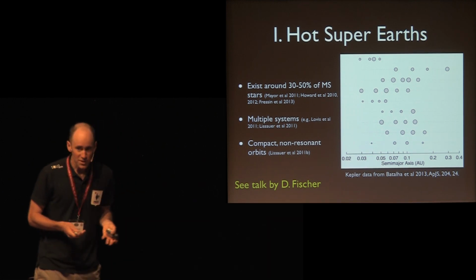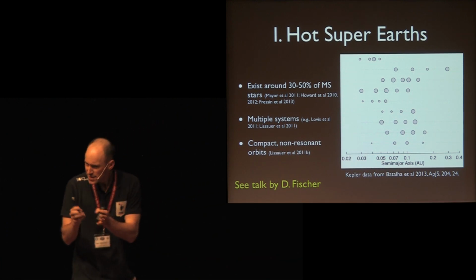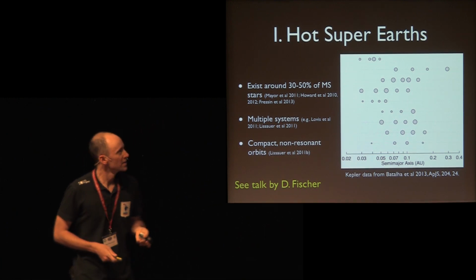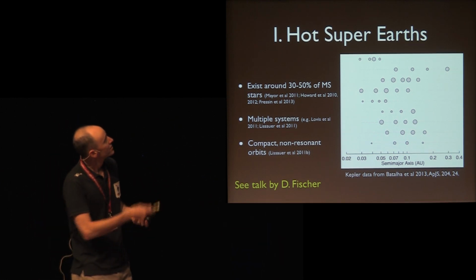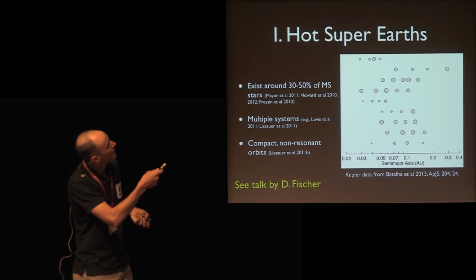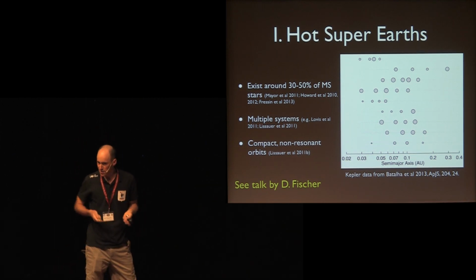And they tend to be found in multiple systems. They tend to be found in pretty compact orbits, but not typically in obvious resonant chains anyway. And so I grabbed some of the Kepler data just to make a plot of this. So here are 9 planetary systems, just to get a feel for the kind of things they look like. The x-axis here is in log.